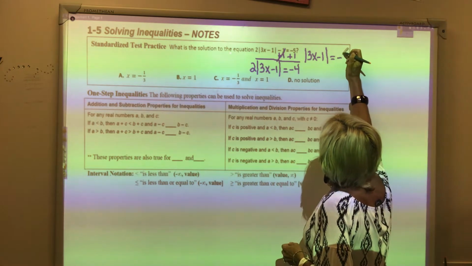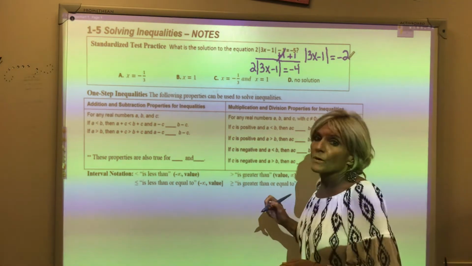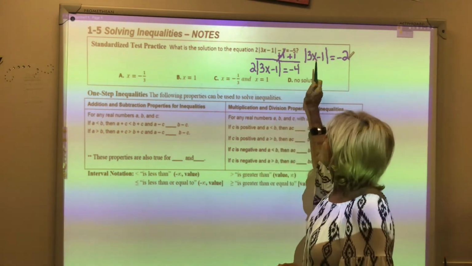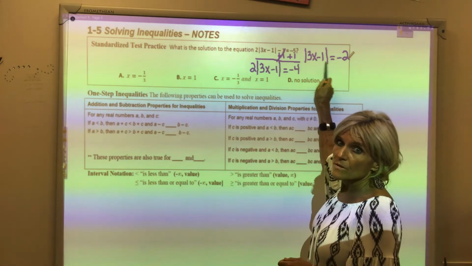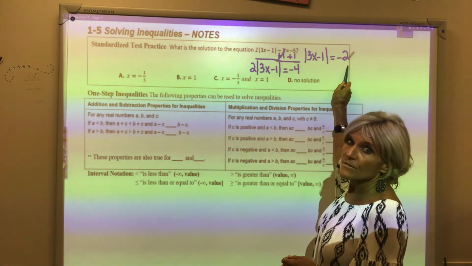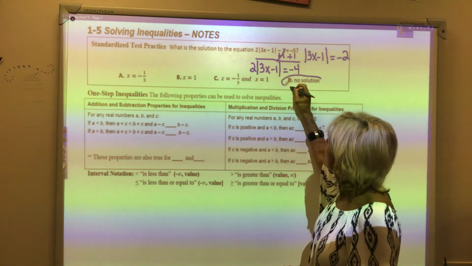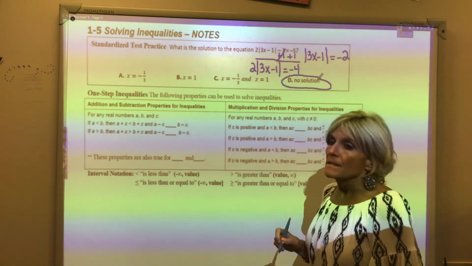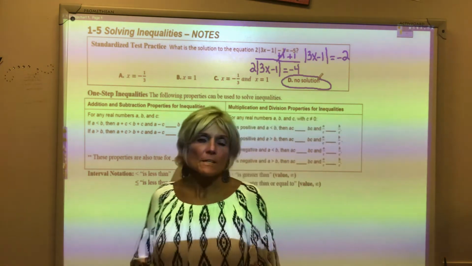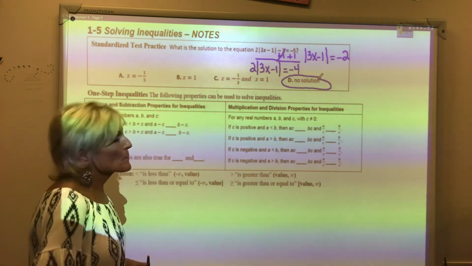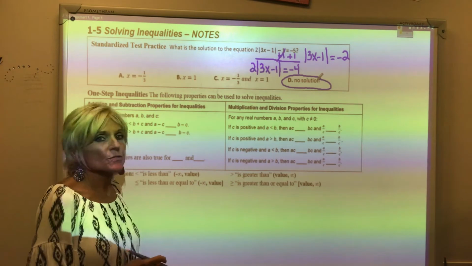equals negative 2. We are going to stop right there because the absolute value cannot be negative, so this equation has no solution. Now we'll look at one-step inequalities and the properties that are used to solve them.